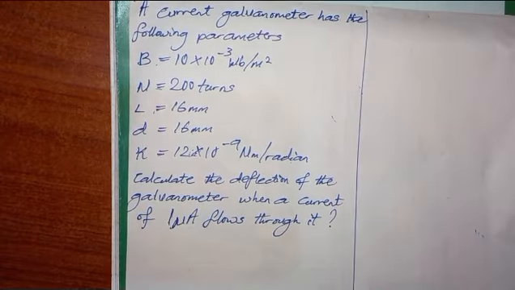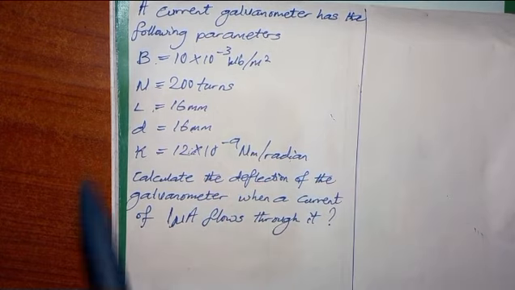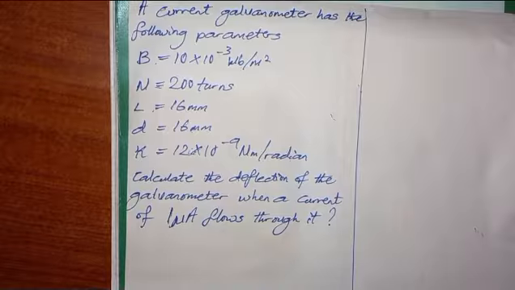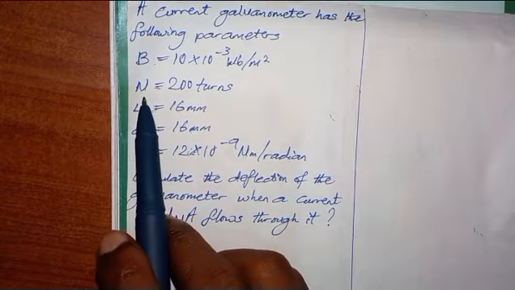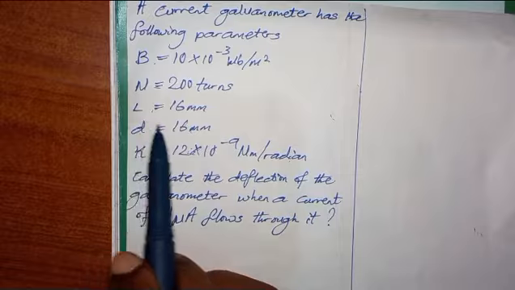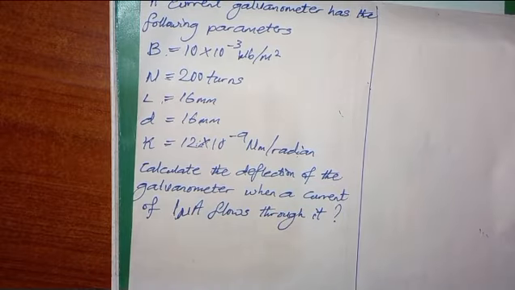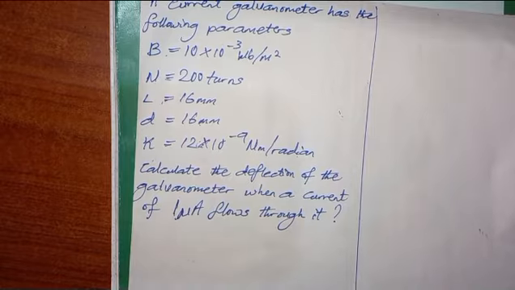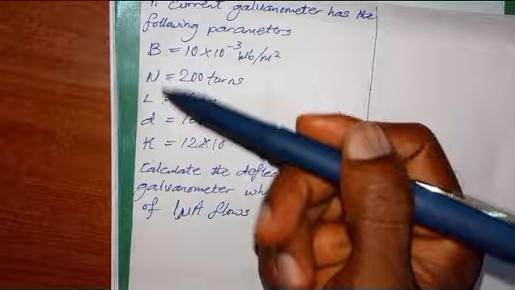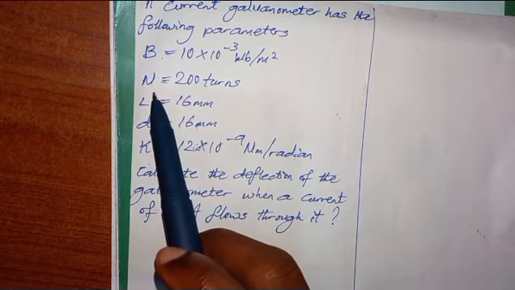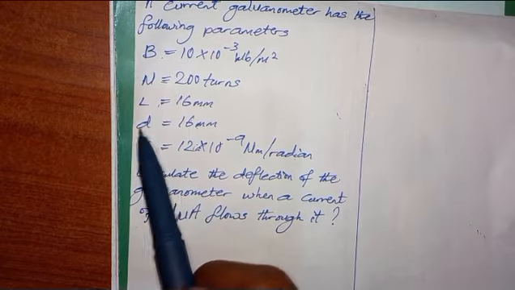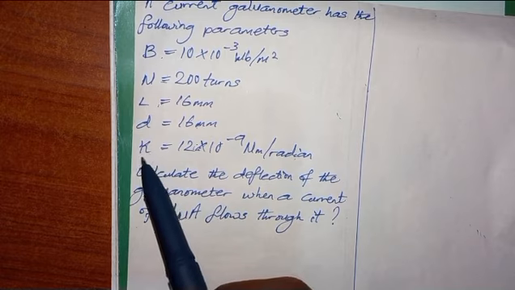So the current galvanometer has the following parameters. One of the parameters that it has is the magnetic flux density, which is B, that is given here. The N here is number of turns, the L is the length, the D is the distance, and K is the constant. So it has its own formula, and I will show you while solving this. I just wanted to explain what this means. Don't forget this one. The first one here is the magnetic flux density, this one is number of turns, this is the length, distance, and this K is the constant.